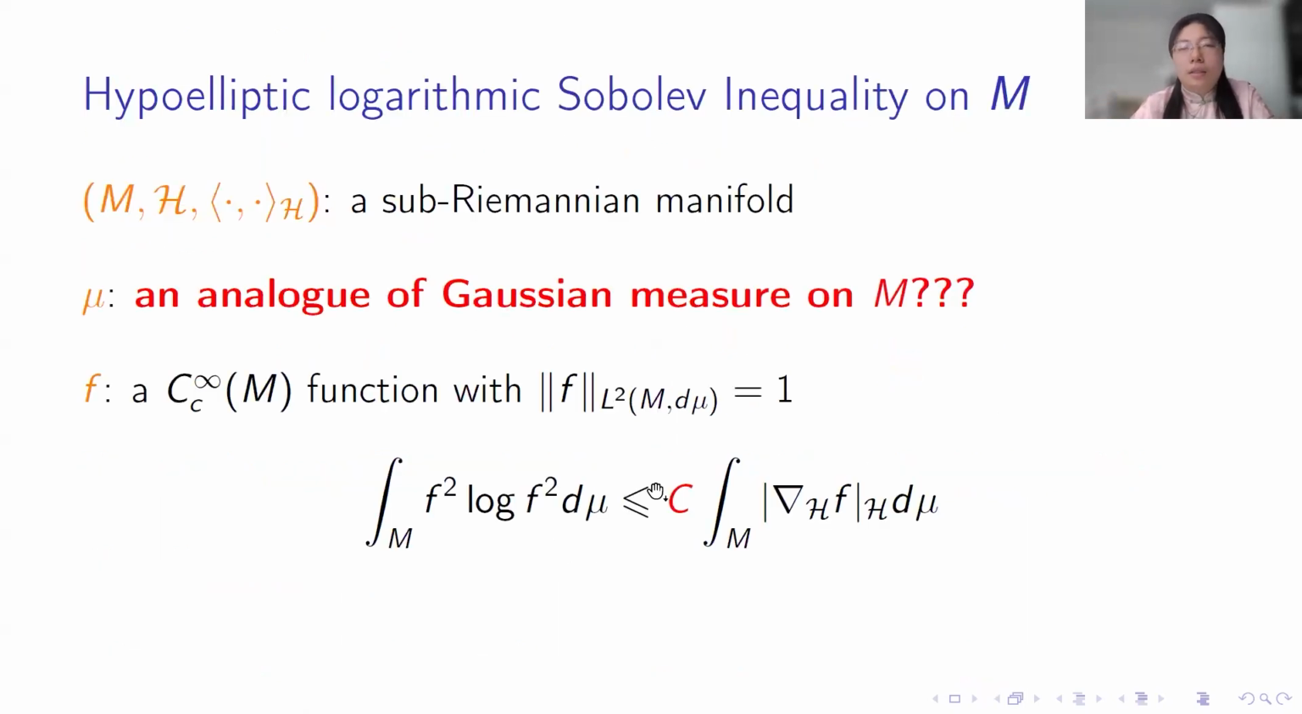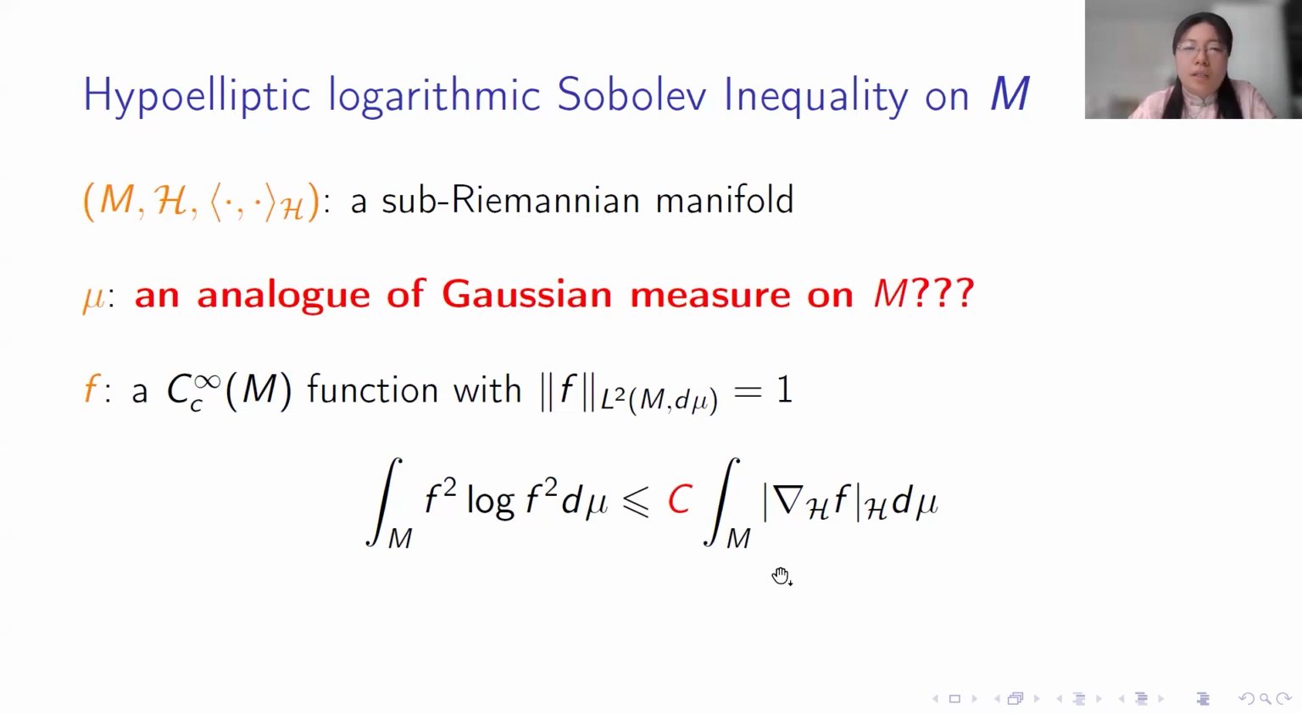But let's again describe the problem we want to study here. Given a sub-Riemannian manifold, suppose you have an analog of Gaussian measure, then we want to prove a log Sobolev inequality of a very similar form to what we have seen earlier in the classical case. On the right-hand side here, you have the horizontal gradient, and this is given according to the sub-Riemannian metric. Also, sometimes we refer to the integral on the right-hand side as the Dirichlet form.